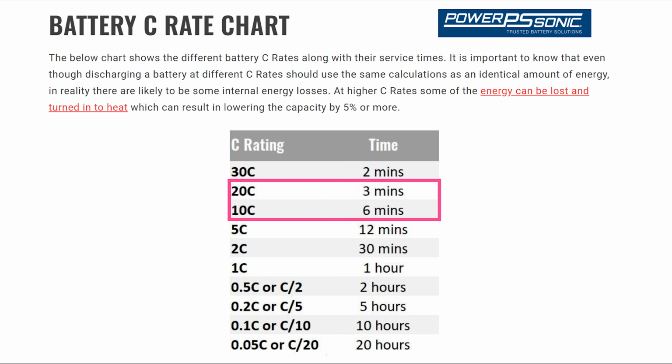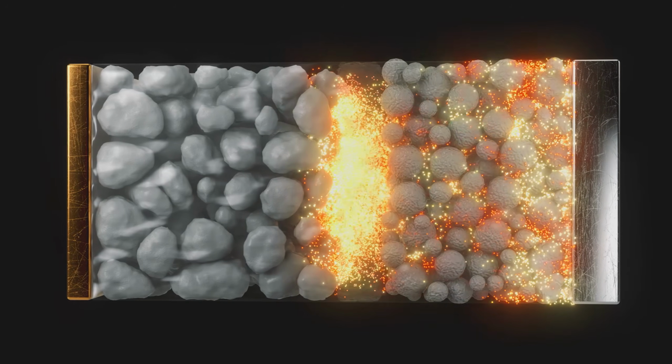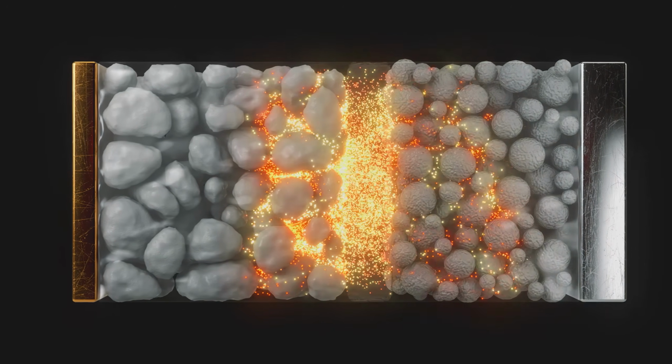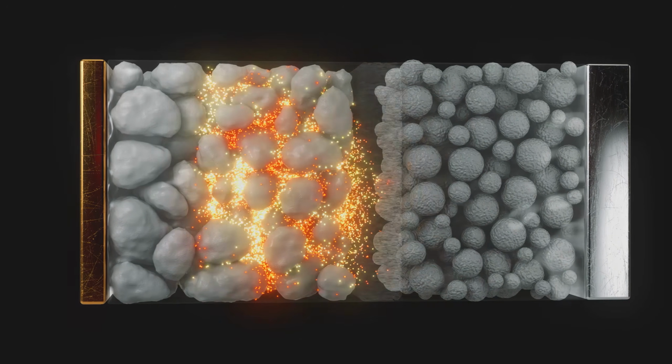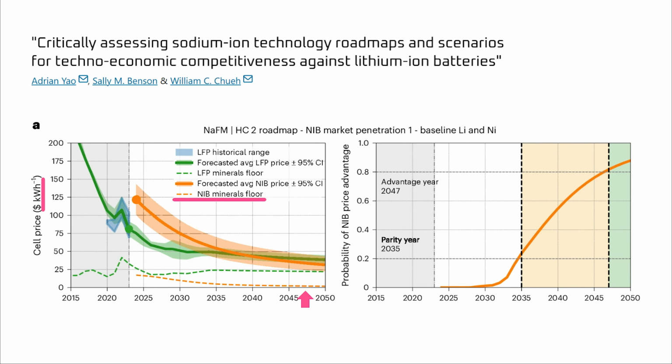rates of around 15 to 20 C, or about 5 minutes for a charge, compared to the 5 to 10C, or about 10 minutes, of leading-edge lithium-ion chemistries. Additionally, the lower viscosity of the electrolyte means they can maintain fast charging speeds at sub-zero temperatures. Third, at scale, the cost of materials for sodium will eventually go to almost zero.